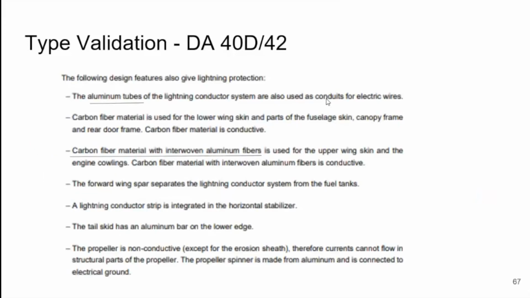Another issue on the Diamond is that it is a composite aircraft, non-conductive, and they need to ground all the equipment. They have an aluminum tube along from nose to tail, and there are also some areas of the laminate where they have interwoven aluminum fibers integrated into the laminate to make the surface conductive.